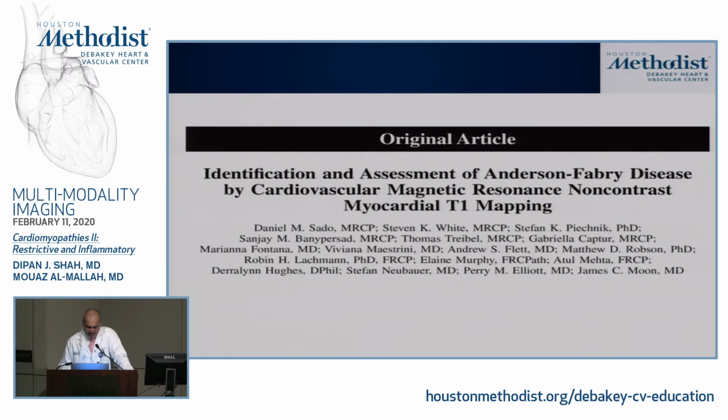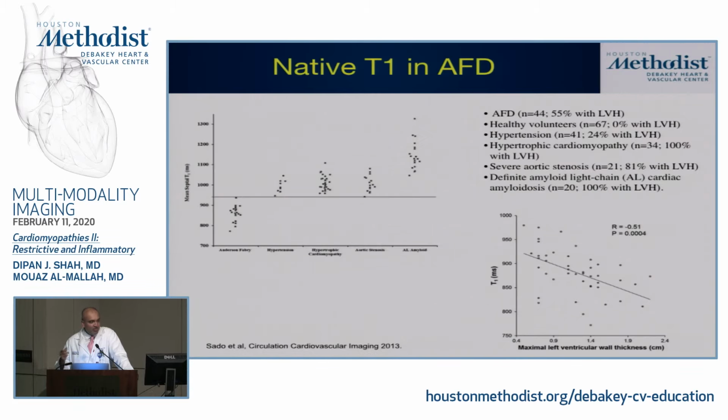I think one of the advantages now that we have not only the traditional late gadolinium enhancement, but we also have techniques where we can directly measure T1 times in the myocardium, is that with Anderson-Fabry disease, it tends to actually result in a lowering in T1 time because it's a fatty deposition.